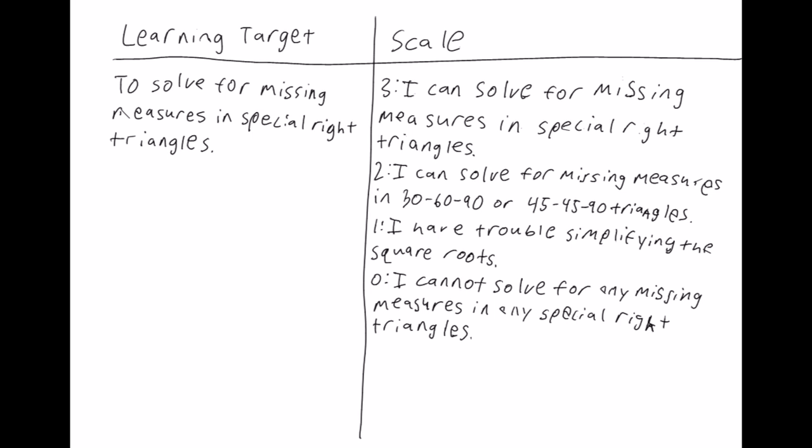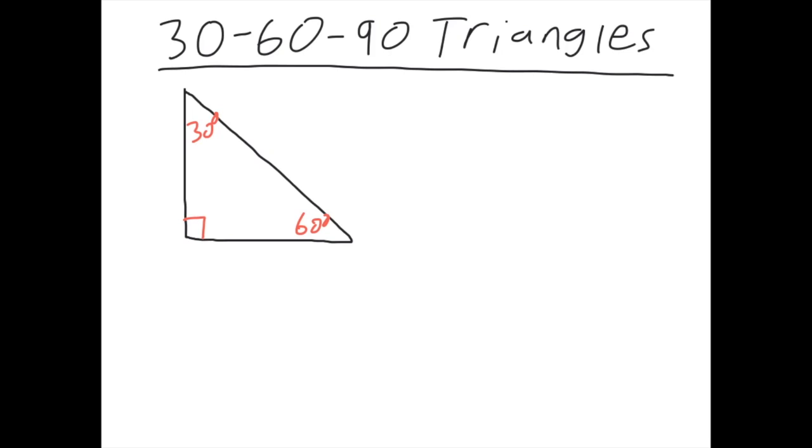Let's get started. So the first special right triangle is what we call a 30, 60, 90 triangle. So we've got one angle that's 30 degrees, one that's 60 degrees, and then one that is 90 degrees, the right angle.